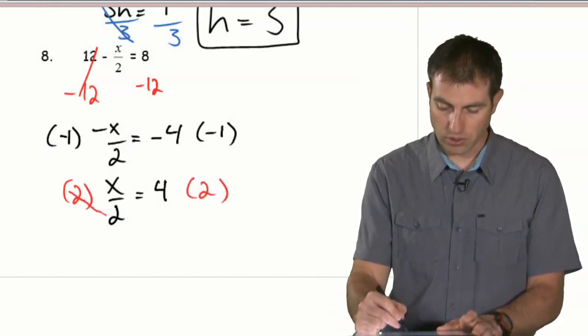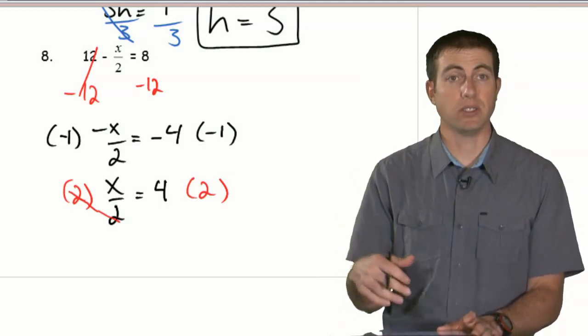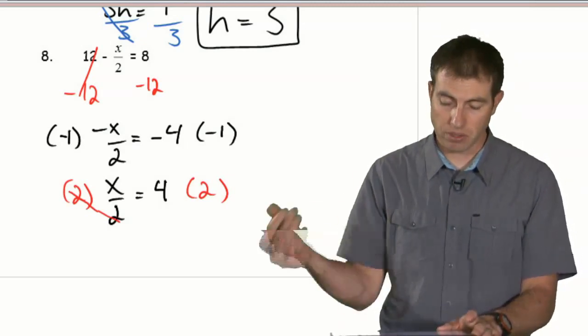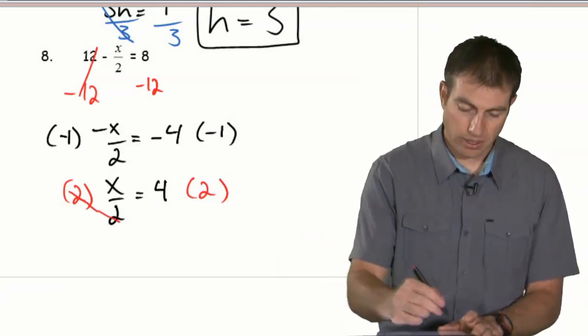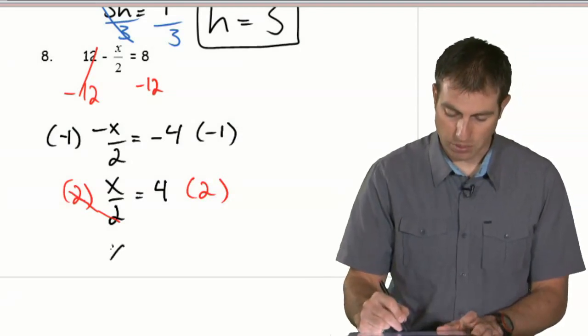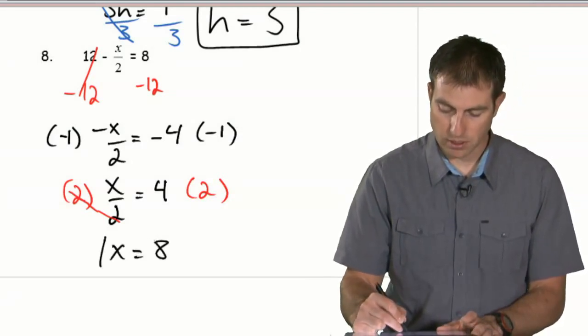The 2's are going to be on the top and bottom. 2 divided by 2 is going to just give me the 1. And on my right side, I'm going to have 4 times 2 is 8. So I'm going to end up with x is equal to 8.